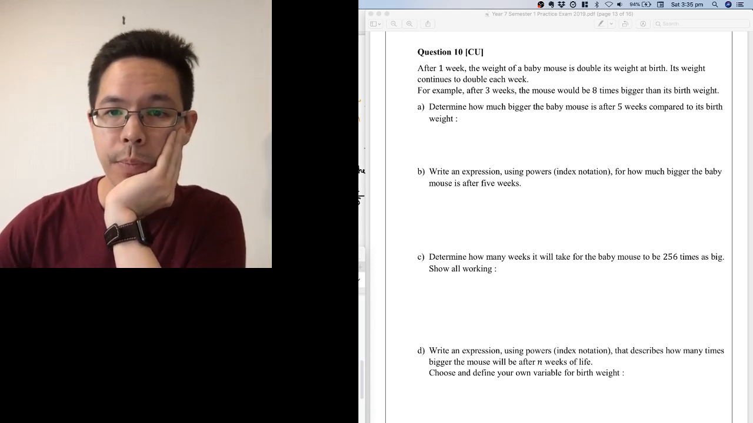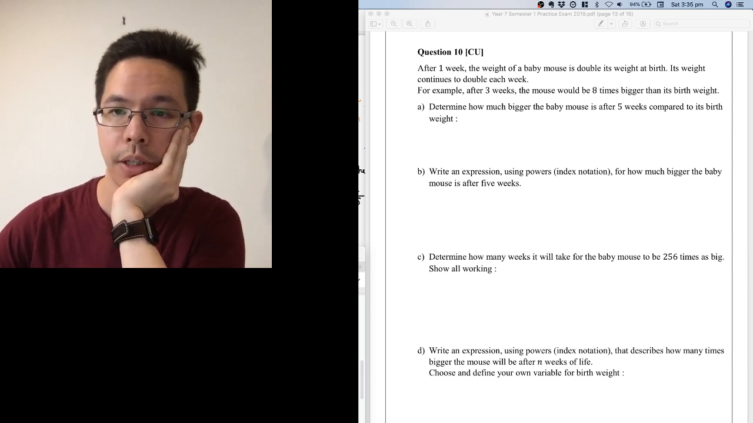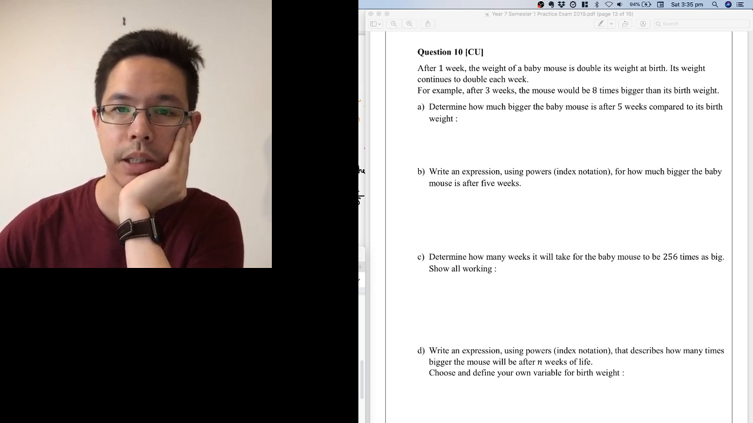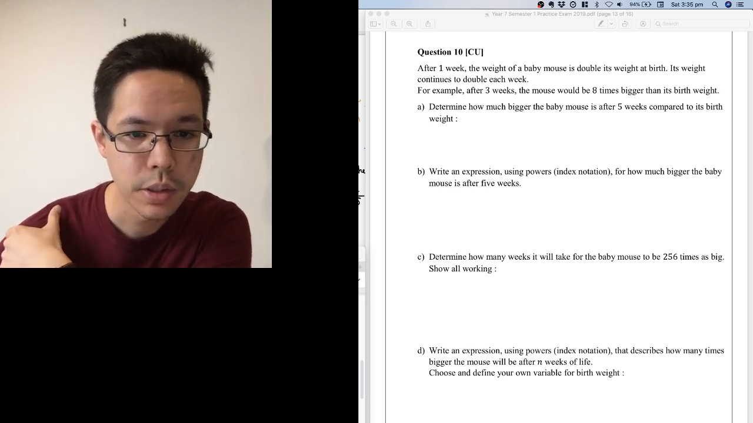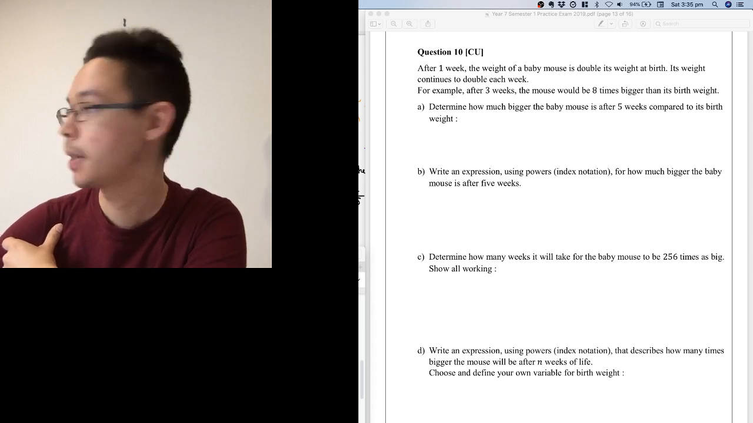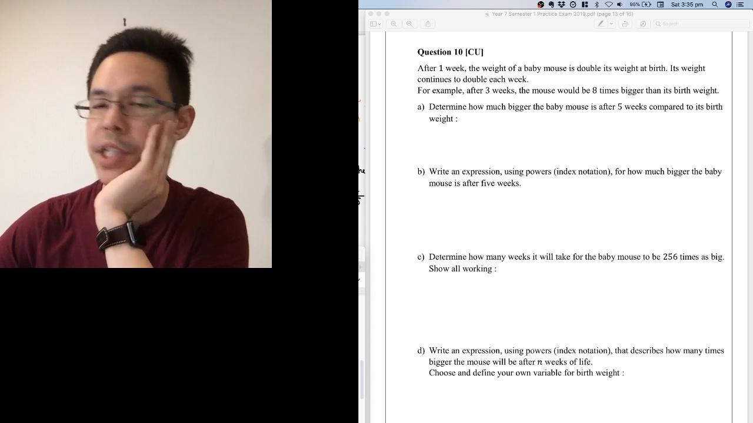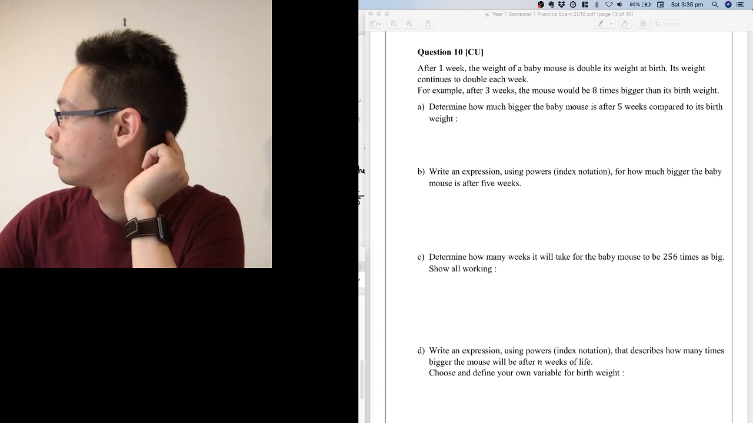After 1 week, the weight of a baby mouse is double its weight at birth. Okay, so that means this weight continues to double each week. So it looks like, is that 10B? Oh, she's asking about 10B? Yeah, sorry, there's a delay from what you're talking to what I'm reading. Because there's like 10A, 10B, 10C, 10D. It says 10B in chat.